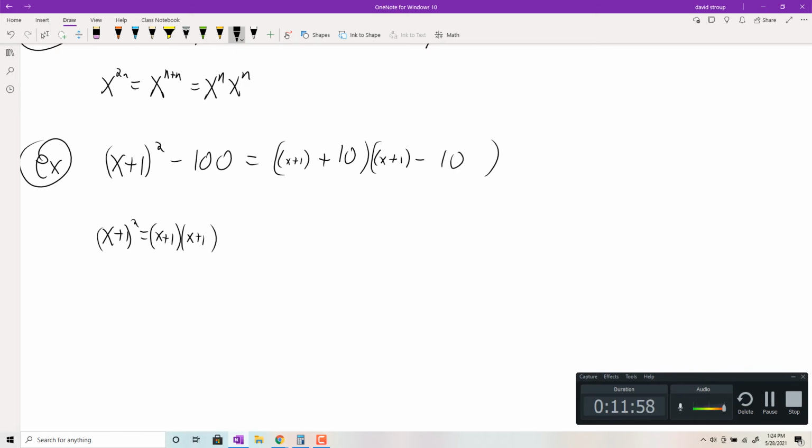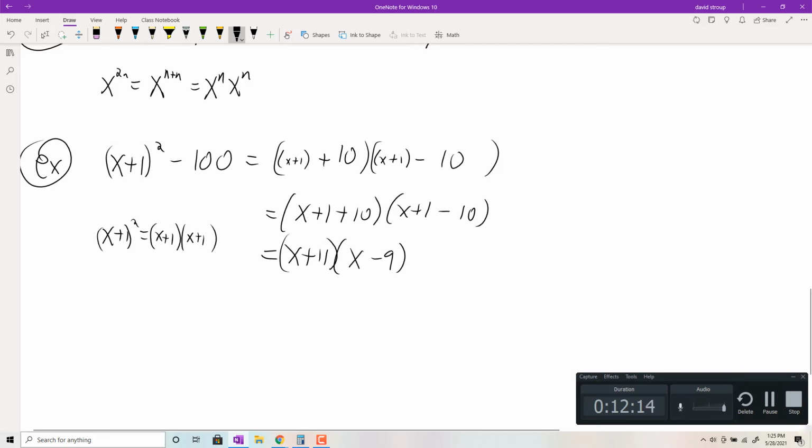Okay. And then you could drop the parentheses on the x plus 1 if you want, and that would just be x plus 1 plus 10. And the other guy is x plus 1 minus 10. So that's going to be x plus 11 times x minus 9, if they want. x plus 11, x minus 9. Let's see if that works.